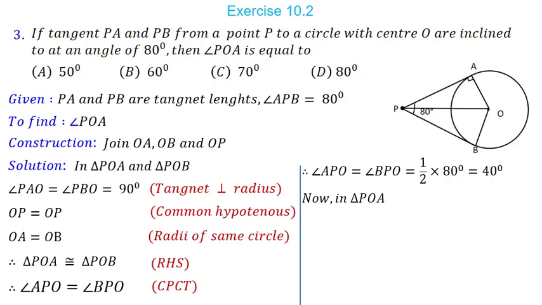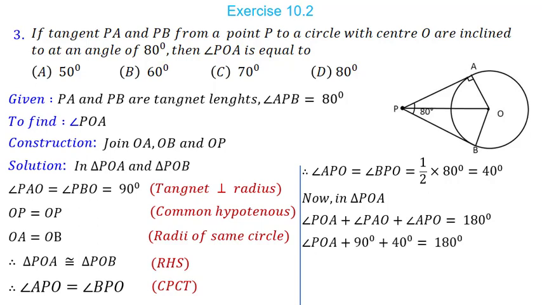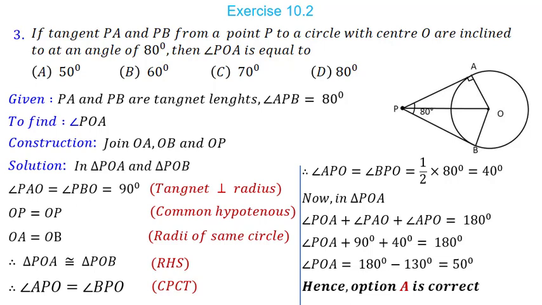Now we take triangle APO. In triangle APO, the sum of all three angles is 180 degrees. Again we put the values and get the angle POA as 180 minus 130, which is equal to 50 degrees. And hence option A is the correct option.